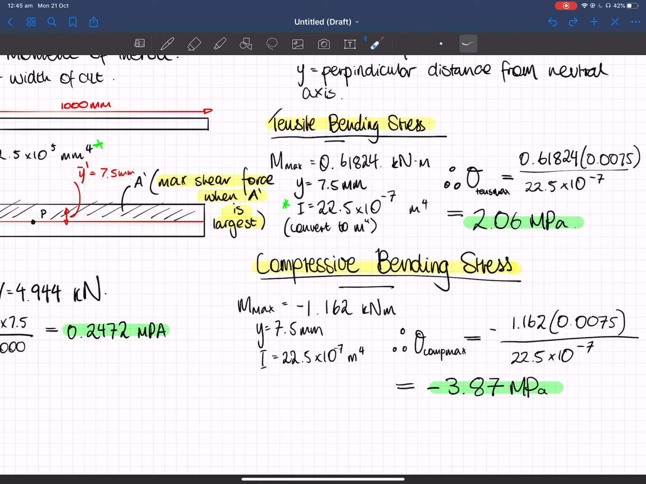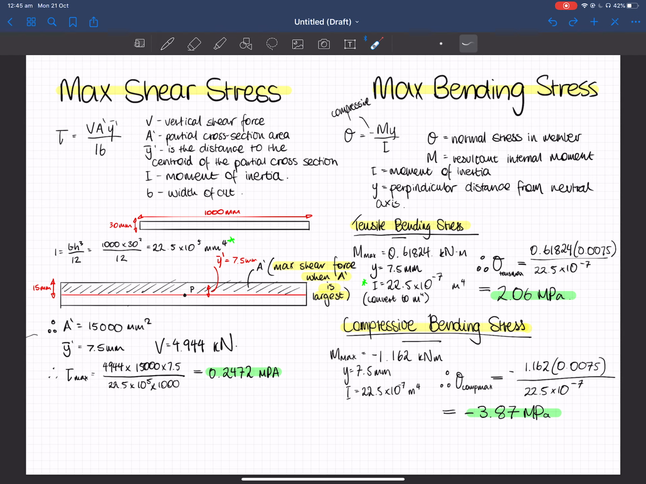Basically the same thing with the compressive bending stress, except there was a negative at the start. So I got a result of negative 3.87 MPa for the compressive bending stress.